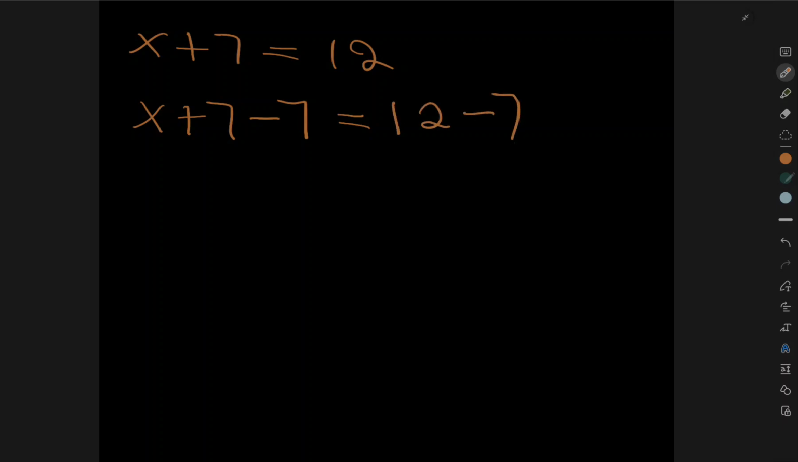So we're going to have to subtract 7. And we know that these two will cancel out. And here we'll have x is equal to, and if you've done your math, you'll know that 12 minus 7 will give you 5, which is the same as the box, right? So that's the first rule. Whatever happens on the left always has to happen on the right.